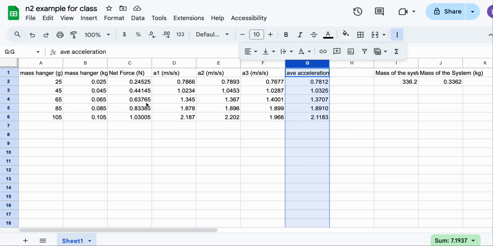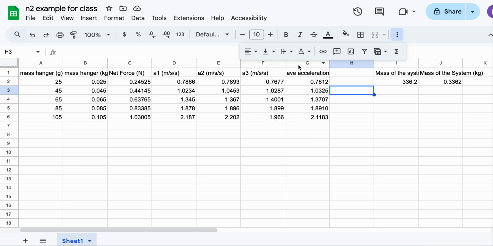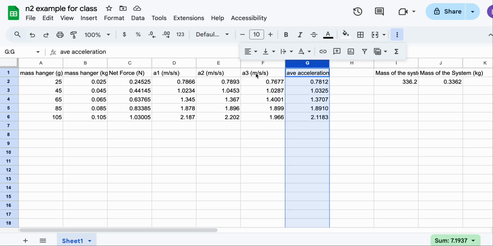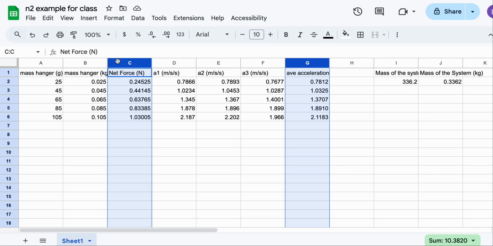Next up, we want to insert a graph. To do that, we need to select the 2 columns. To do that, you would select column G. On a Chromebook, I believe you have to hit Control before selecting the other column. On a MacBook, you use Command to select, and then click the other column. So we've selected these 2 columns that we want to have for our graph because we're trying to make an acceleration versus net force graph.